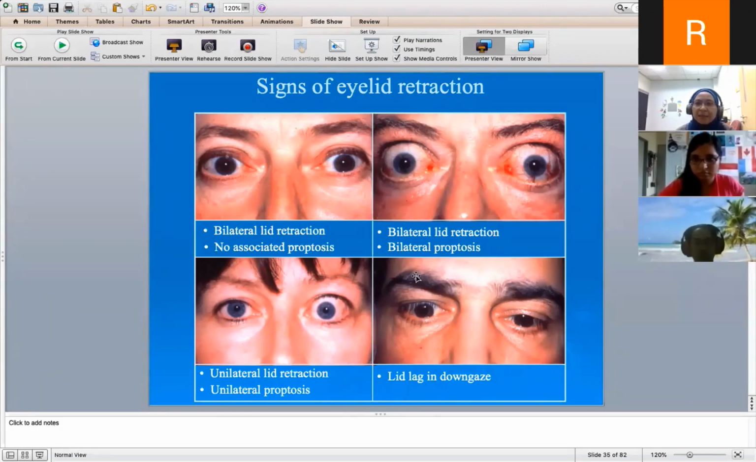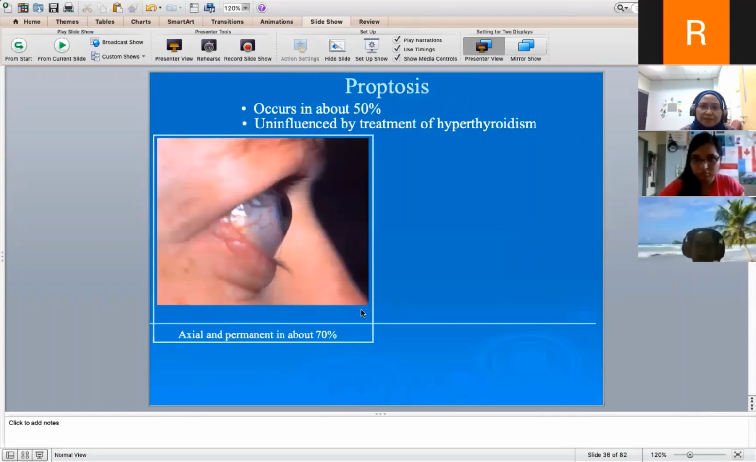It's been left behind. Yeah. When you ask the patient to look up, by right, the upper lid should follow. Look up. Yeah. But then you ask the patient to look down. Tiba-tiba you nampak the upper lid is being left behind. By right, it should follow down. Right? So that's what we call a lid lag on down case. So those are the signs of lid retraction.